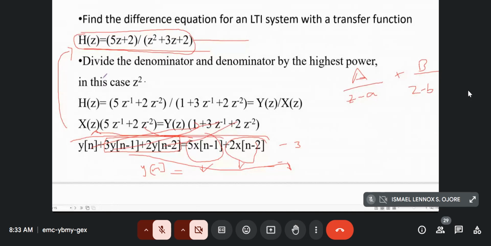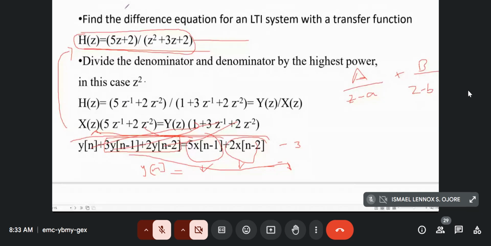z to a negative power, which will symbolize in the difference equation a delay. So I think it is clear why we have to divide by the highest power. So if you do that, you are going to get 5. And of course, when you divide numerator and denominator, we know that that does not change the value of H(z).